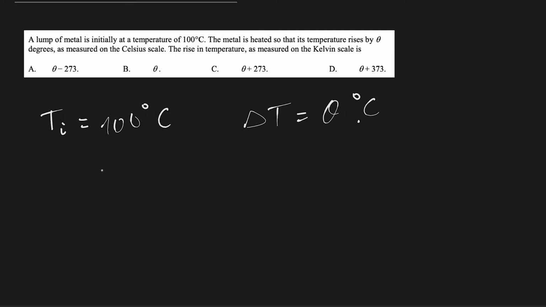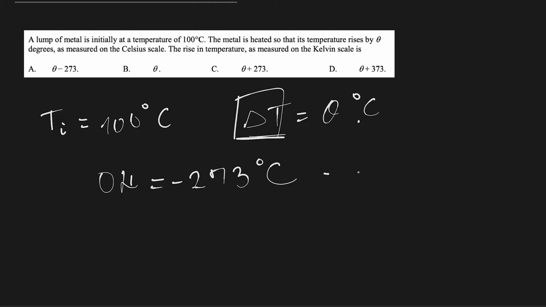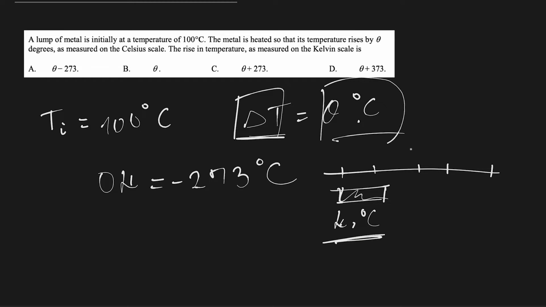We know that 0 Kelvin, absolute zero, is equal to negative 273 degrees Celsius. But keep in mind, we're looking at delta T. We're looking at the change. And if you recall, the magnitudes of Kelvin and degrees Celsius are the same. That means if we subtracted something, the magnitudes would remain the same. It's delta, so there's a change, a difference.